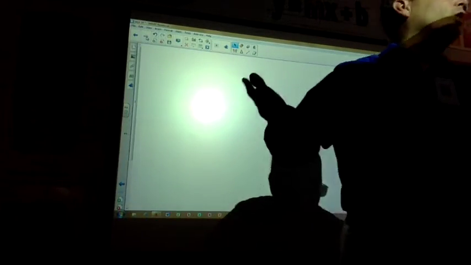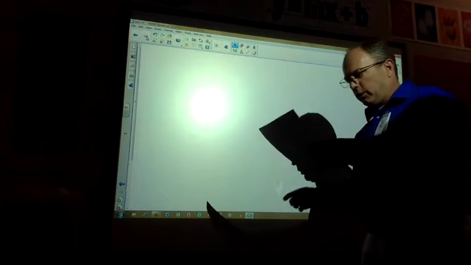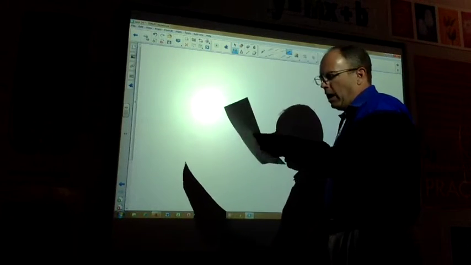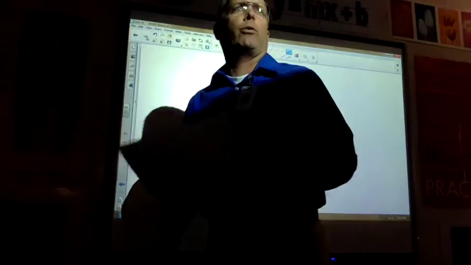Alright. So this was worth a total of 18 points. Okay? And I'll try and decipher how many points go where. Looks like on the front, each problem was worth about 3 points.